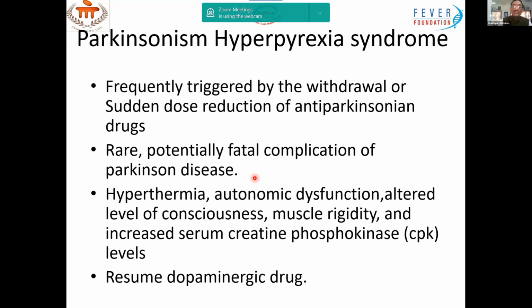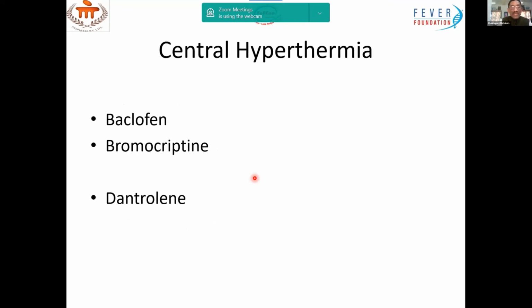Parkinson hyperpyrexia syndrome is another interesting condition. Here it is because of withdrawal of anti-Parkinson medications or reduction in the dosage, and that can give rise to dangerous hyperpyrexia, and here the treatment is resumption of dopaminergic drugs. And most of the central hyperthermia can be treated with baclofen or bromocriptine, because they act at the central level, and the peripheral muscle spasm can be controlled with dantrolene.